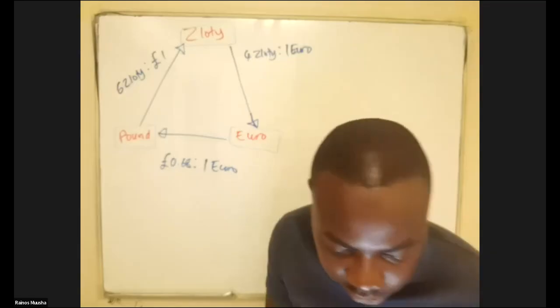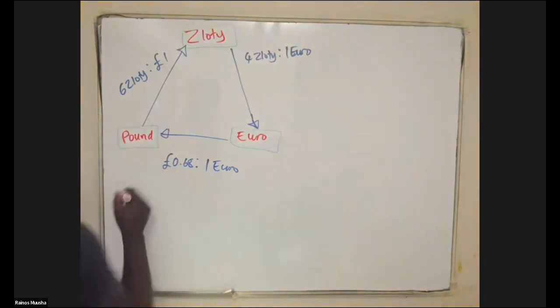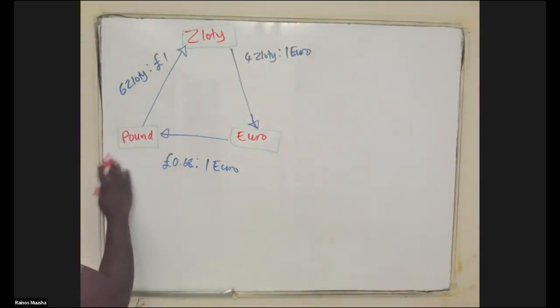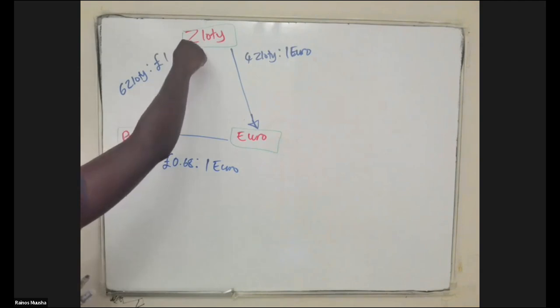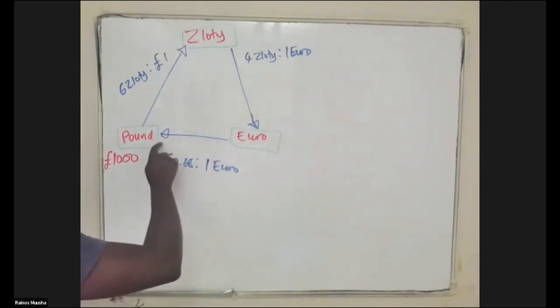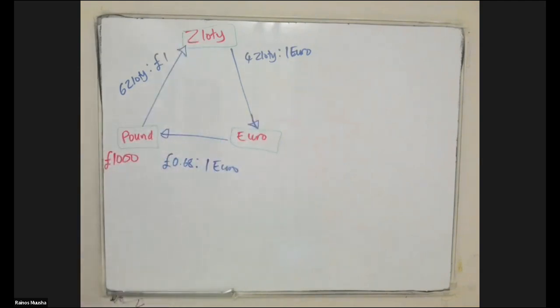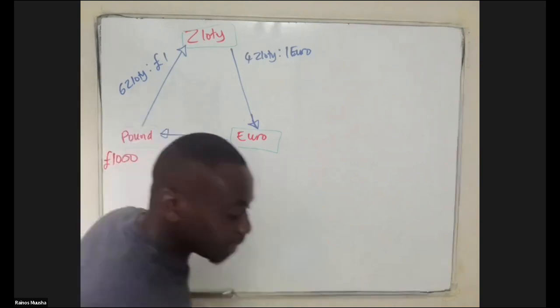So to do this calculation, remember we're given that initially this person is starting off with 1,000 pounds. He's moving here, he moves there, and then he's moved back. So now you have to try to find out exactly how much this person ends up with.